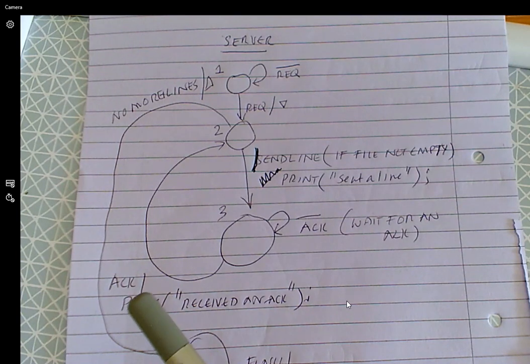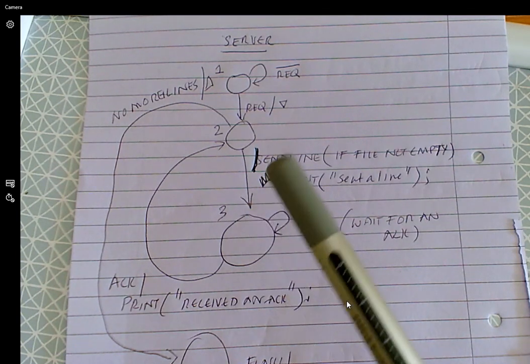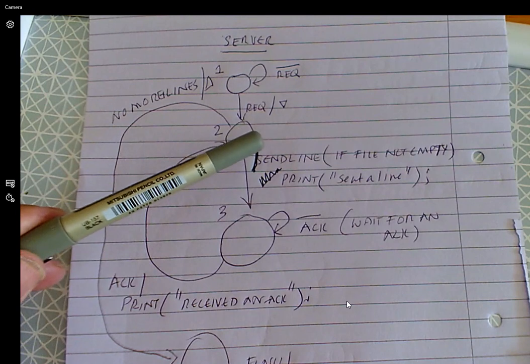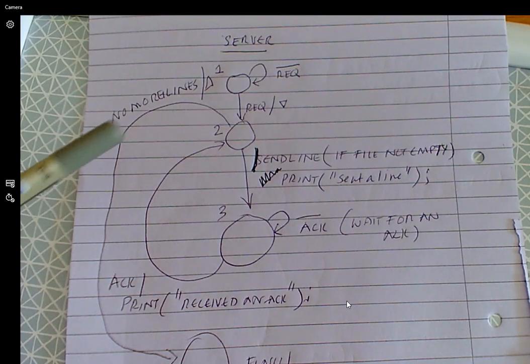But the action you take in moving from state 3 to state 2 is to print out a message received an acknowledgement. And remember, what we're trying to do is to implement an element of reliability in the form of a stop and go. You stop sending data until you receive an acknowledgement, and then you continue. If you're in state 2 and you discover that the file is empty, you've finished.